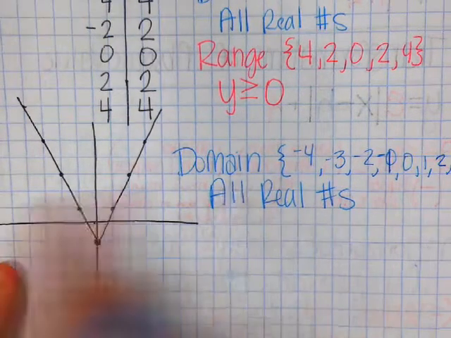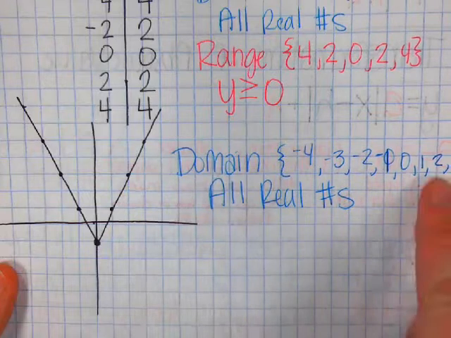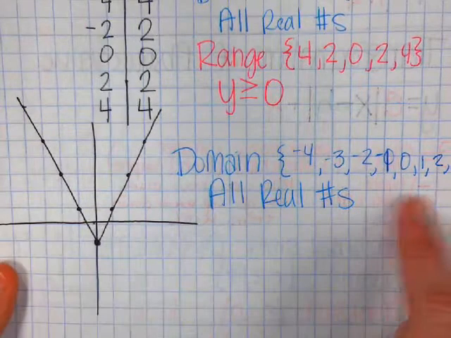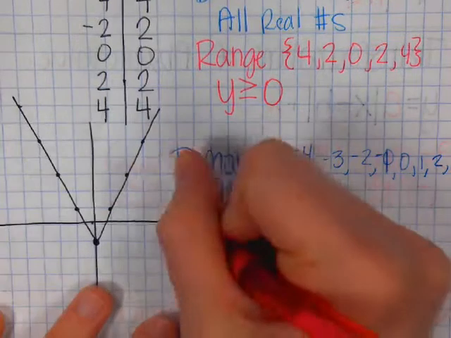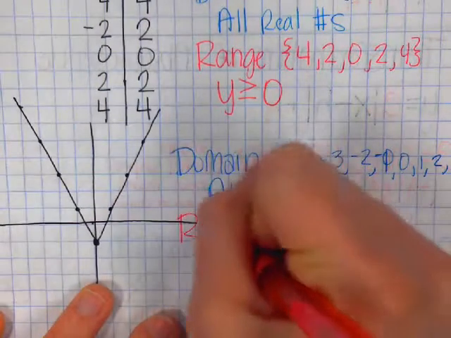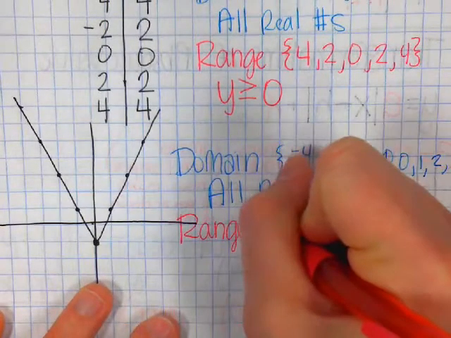numbers, because it can be any value. I can use any value for this equation and I would get some y value. Okay, let's go ahead and do the range.